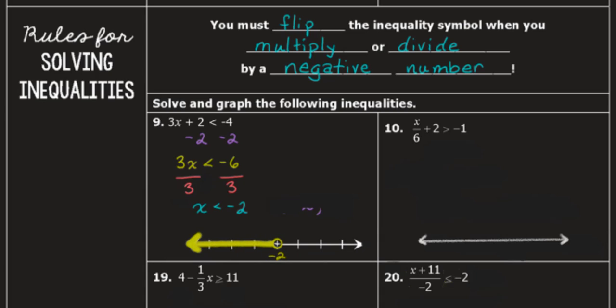Graph, and write the interval notation. This graph goes from negative infinity to negative 2, end with a parenthesis. Pause the video and attempt number 10.